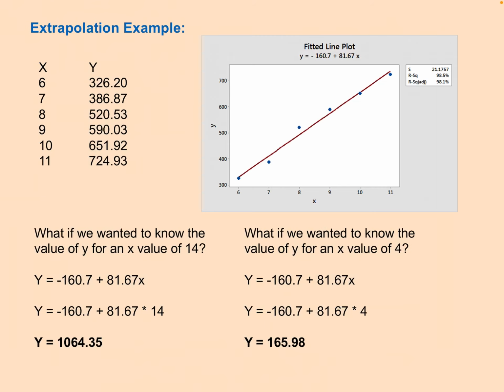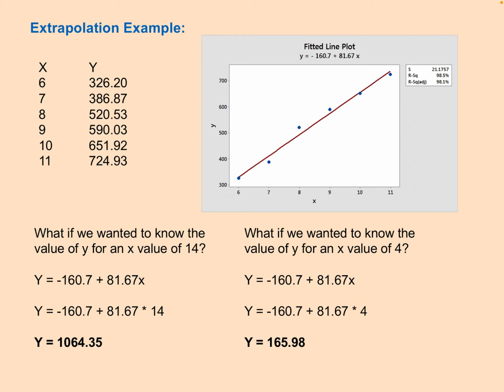Let's look at another example of extrapolation here. So here we have just a random data set. Doesn't have to mean anything necessarily. If you plot that data in Minitab, you get a plot that looks like this. Now that looks pretty good. That's a fairly linear relationship. You see that the R squared is 98.1%, and you see we have our equation here of our line.